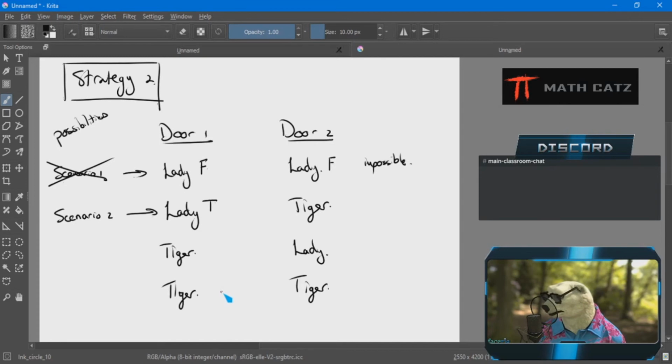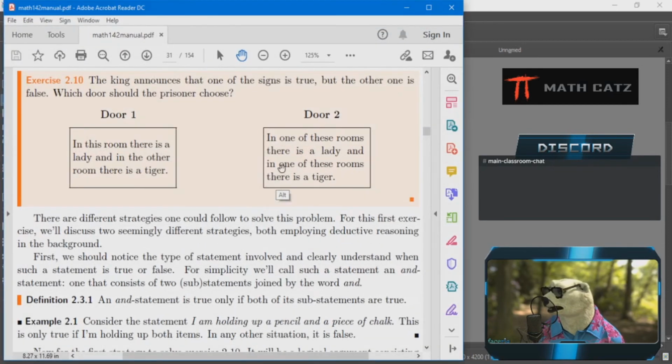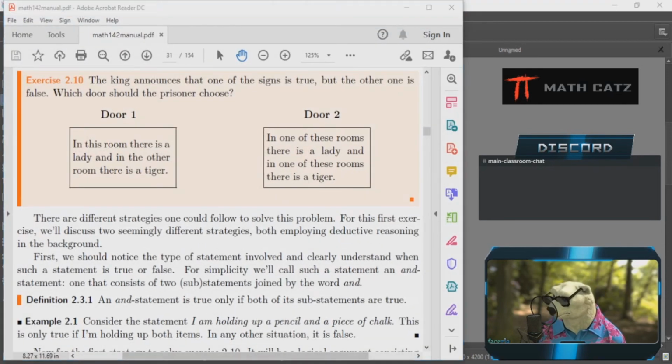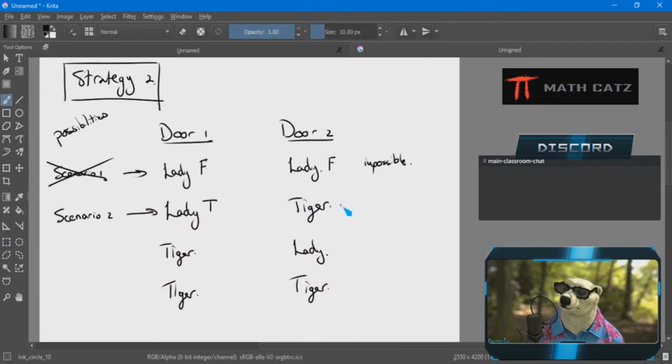True. Okay, because both the first part and the second part check out. Door two says, in one of these rooms there's a lady, and in one of these rooms there's a tiger. True or false? Also true. First part, there is a lady somewhere. Second part, there's a tiger somewhere. Both pieces are true. The whole statement is true.